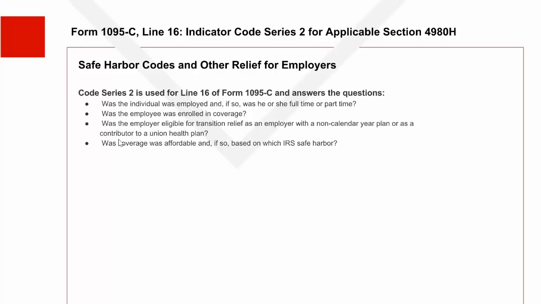There's little more to explain for line 15 because it's so dependent on what you put for line 14. So we're going to hop over to line 16 and talk a little bit about the safe harbor codes and the other relief for employers. Basically, line 16 is used to answer a few questions. Was the individual employed, and if so, was he or she full-time or part-time? Was the employee enrolled in coverage at all? Was the employer eligible for transition relief as an employer with a non-calendar year plan or as a contributor to a union health plan?